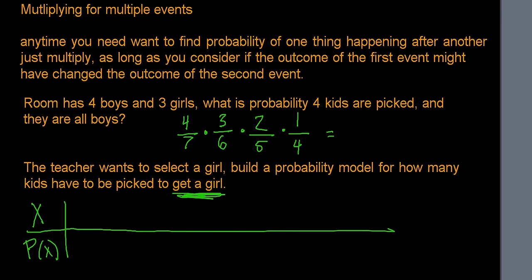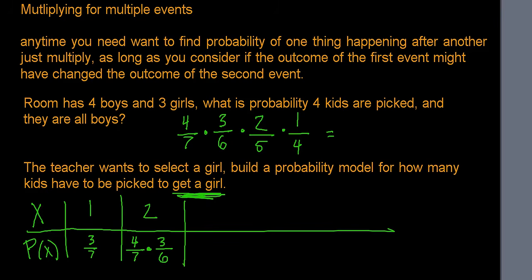Could I get a girl with only picking 1 student? Absolutely. What has to happen to get a girl with 1 student? Well, I need to pick a girl. There's 3 girls to pick from out of 7. Boom, I'm done. Or could it take 2 kids to get a girl? Well, for it to take 2 kids to get a girl, that means the first one had to be a boy. So that would be 4 over 7 to get that boy. And then I have 3 girls to pick from out of 6 kids remaining to get that girl on the second kid.